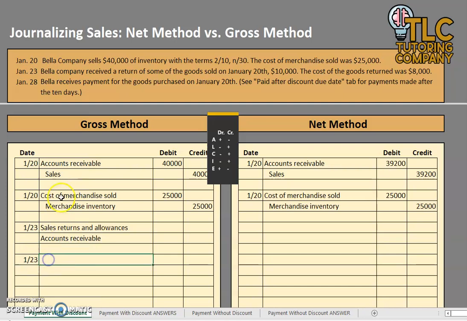Same idea for our second entry in a return. We're simply going to be flipping though. There's no special account here.